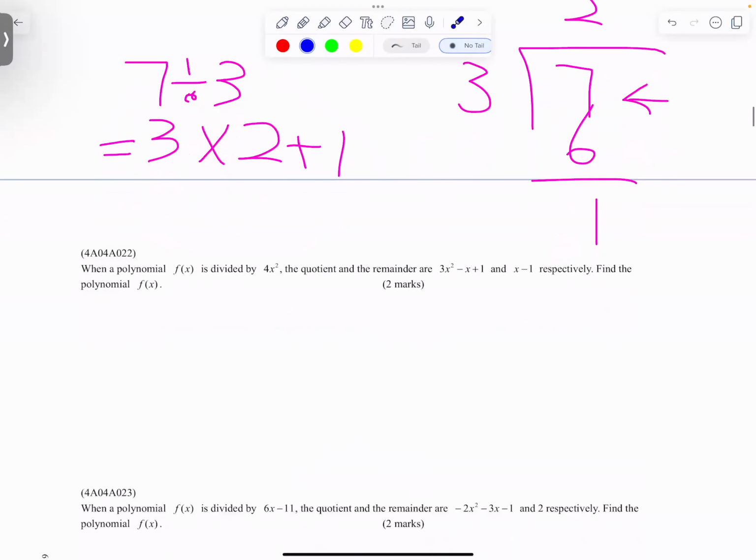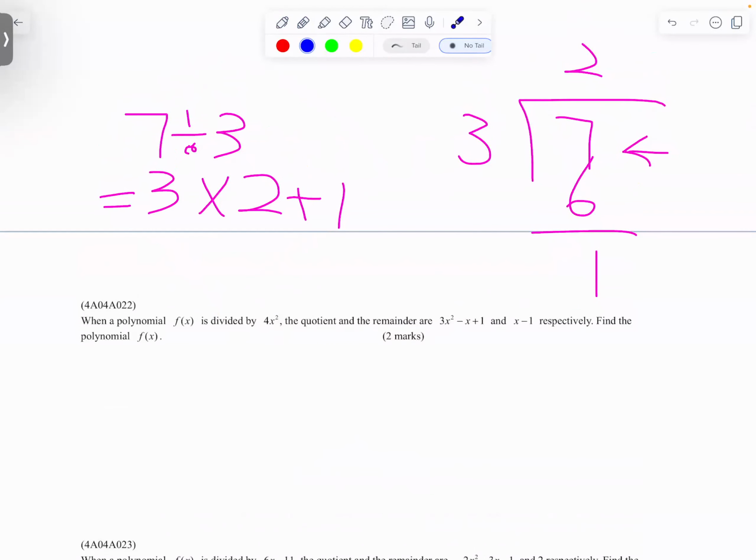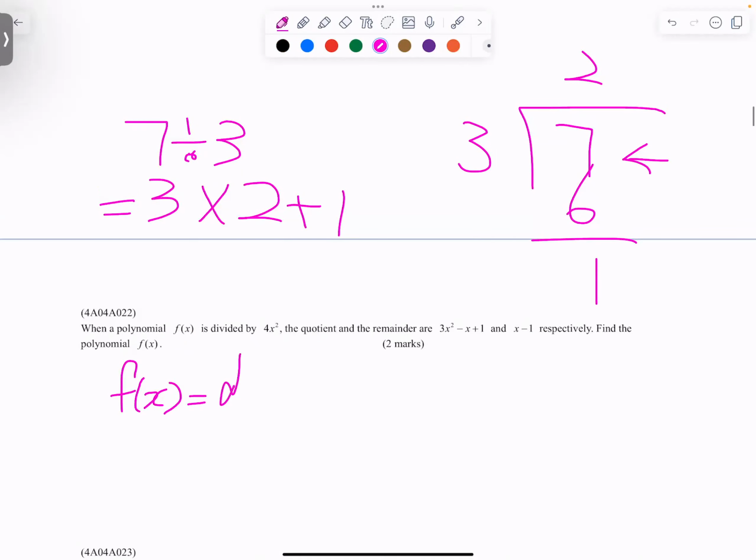So let's see what we have here. In this question, this f(x) is divided by 4x squared. f(x) is divided by 4x squared means 7 is divided by 3. So that 3 is this 4x squared. So 4x squared is the divisor. We are also given the quotient and also the remainder. Then you need to find that 7. You need to find that polynomial f(x) itself. So how do we write it? f(x) equals your divisor, whatever it is divided by, times the quotient plus the remainder.